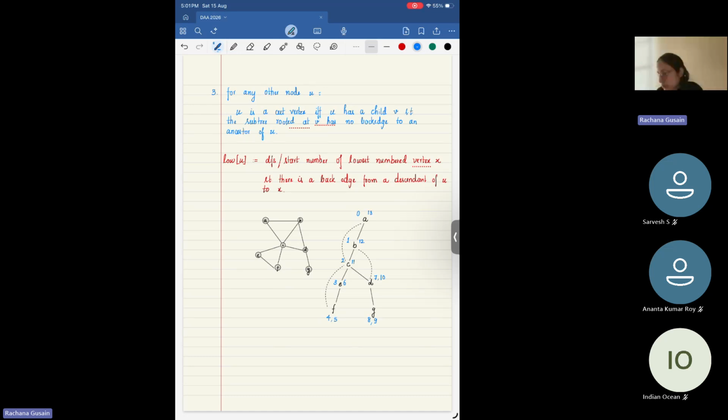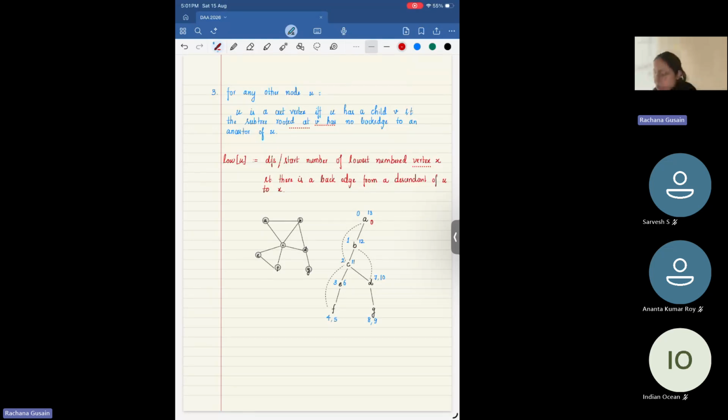So those are the start and finish times. Now I want to know the low for every node. Initially, I will assign the low of a node equal to the starting number of that node, because I know I can reach a node X from X. So low of A is equal to 0. Then, let me compute the low in a bottom-up fashion, which is how we are actually going to do it when you implement it.